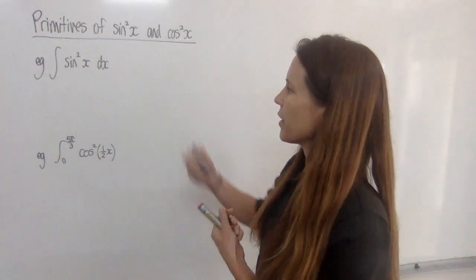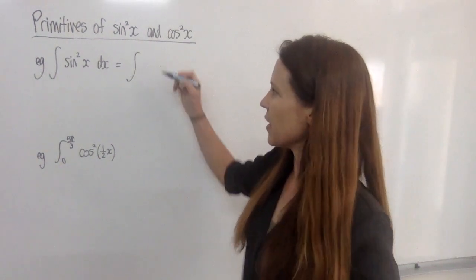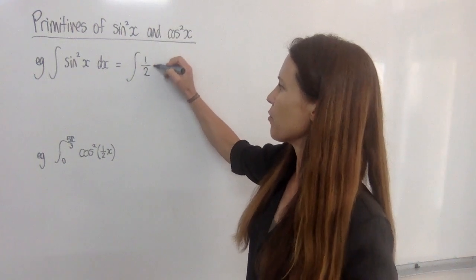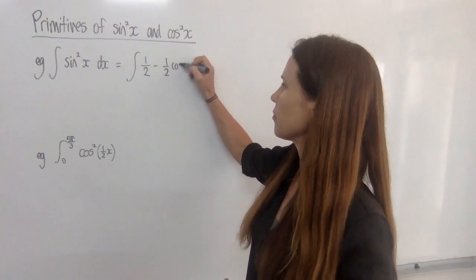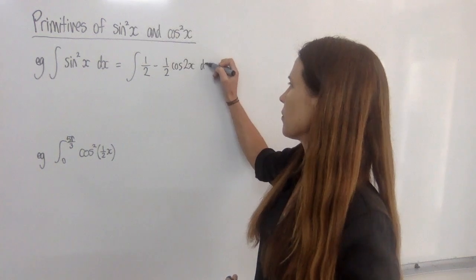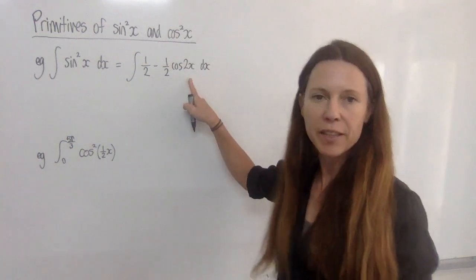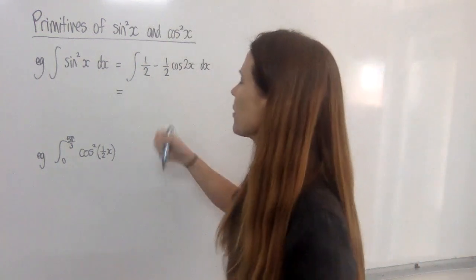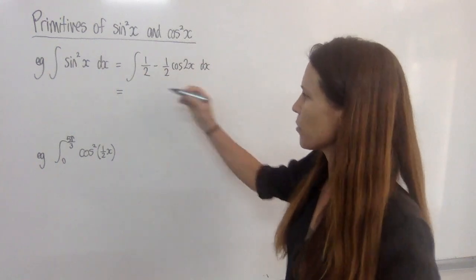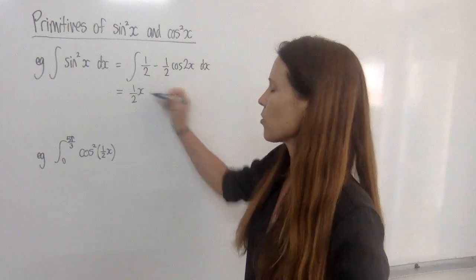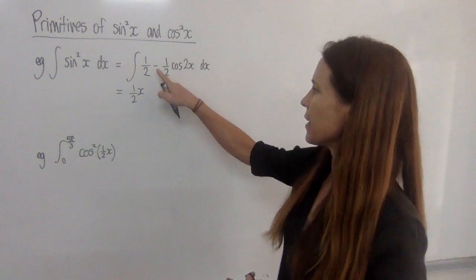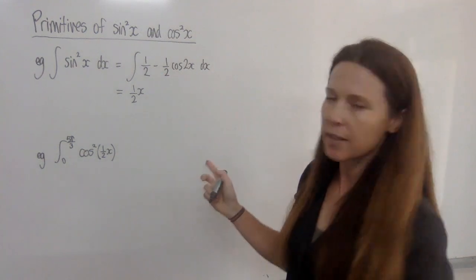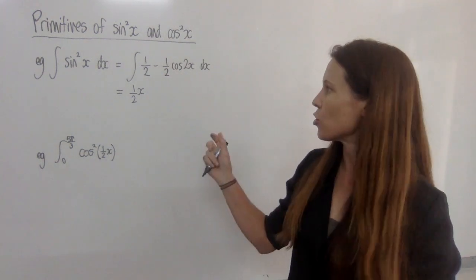If we go to integrate something that looks like this, we need to start by just writing it in a different form. And then we can go ahead and integrate this one part at a time. So integrating 1/2 with respect to x just gives us a half x, or you could write x on 2. And then integrating this part, well, let's think about how we integrate cos 2x.